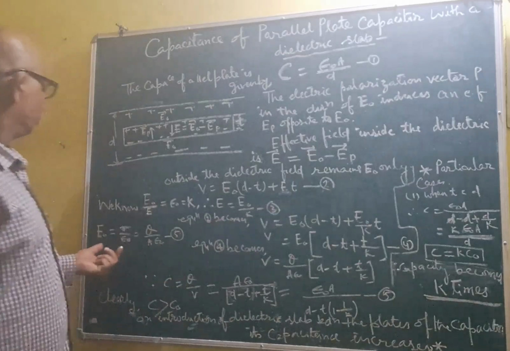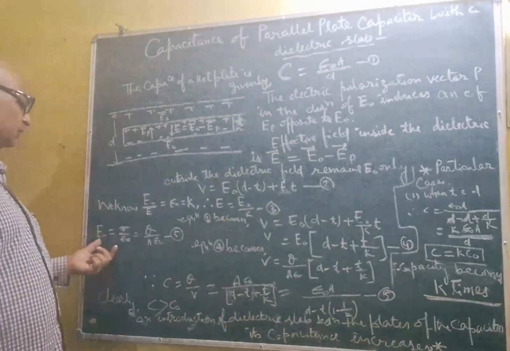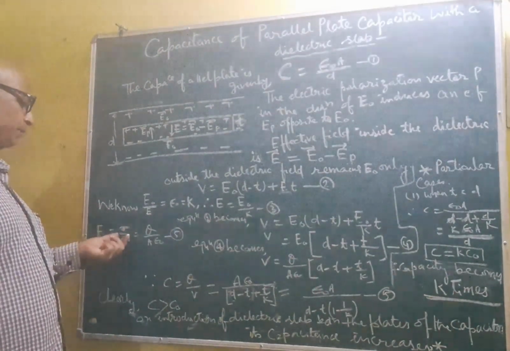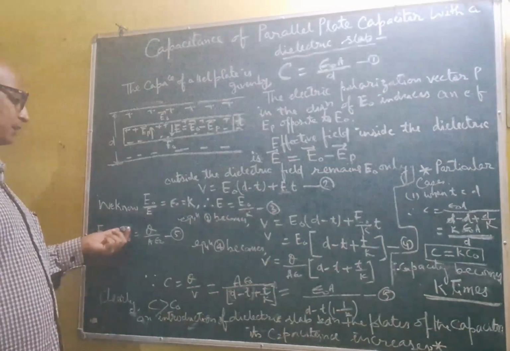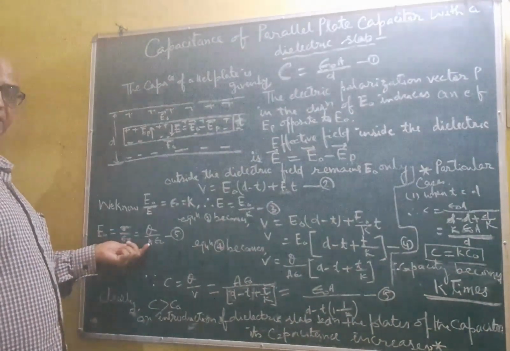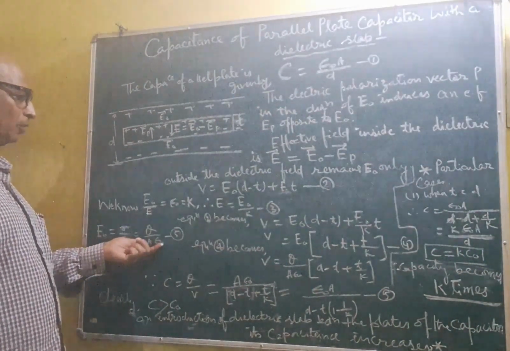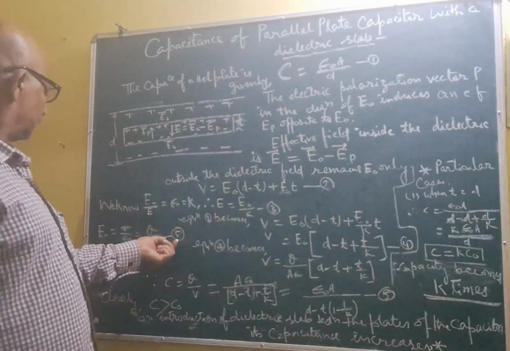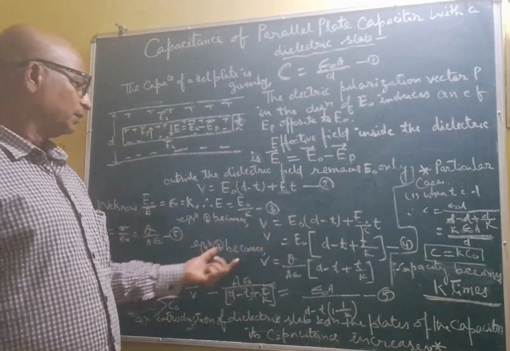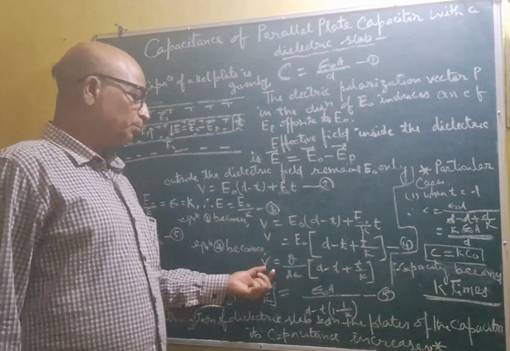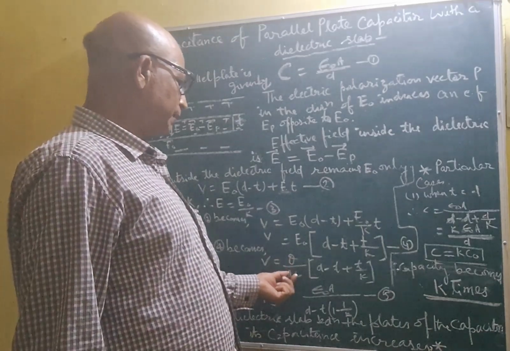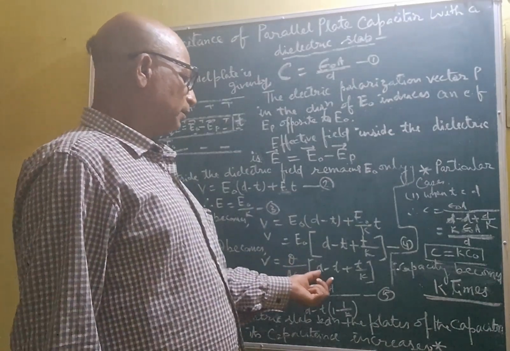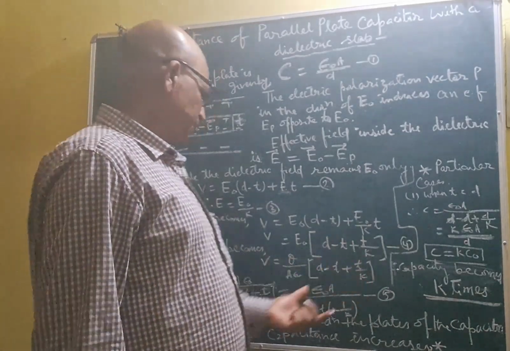So here we know that E0 is also equal to sigma divided by epsilon naught. Sigma is charge per unit area, so Q by A epsilon naught. This is equation 5. Putting this value here, equation 4 becomes V is equal to Q divided by A epsilon naught, times d minus t plus t by K.